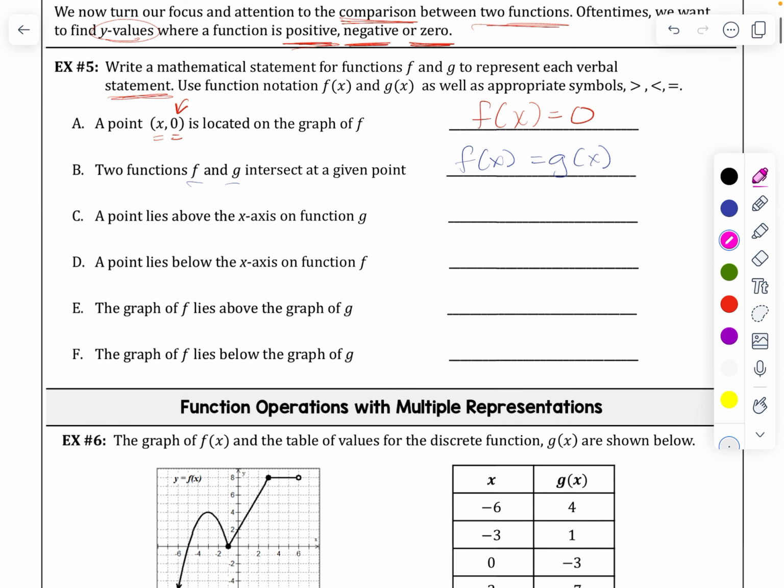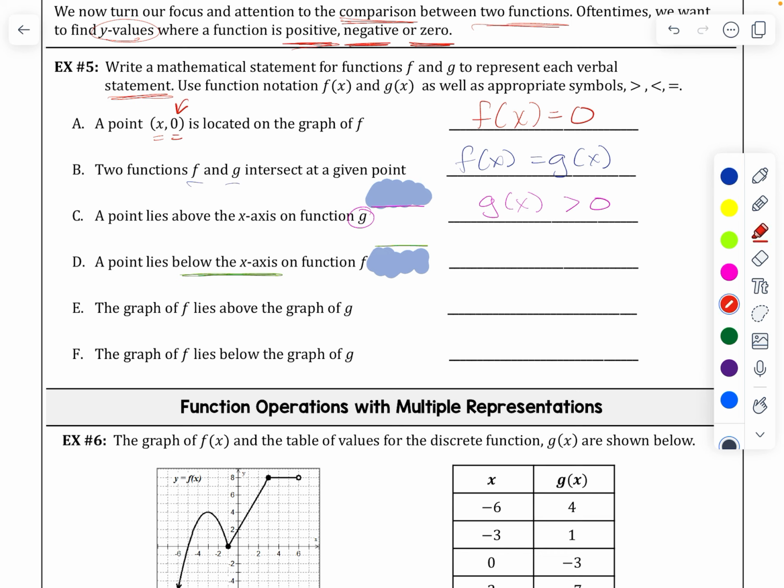Part C, it says a point lies above the x-axis on function g. So remember, the x-axis is here. If it lies above it, it's going to be somewhere above it like this. This tells me that their y values are always going to be above that line, or above 0. So we can say function g of x is greater than 0. Next one, part D, it says a point lies below the x-axis. So again, if this is my x-axis, all of that graph is going to lie below it, which is going to be those negative values.